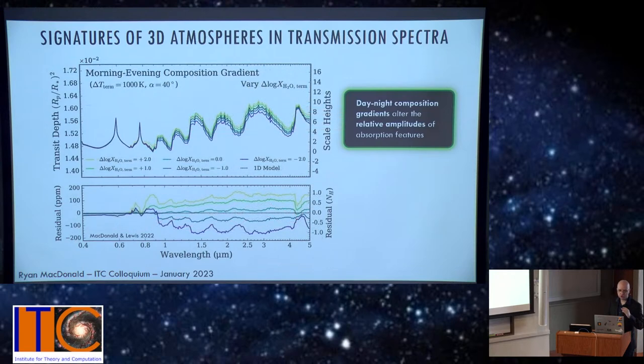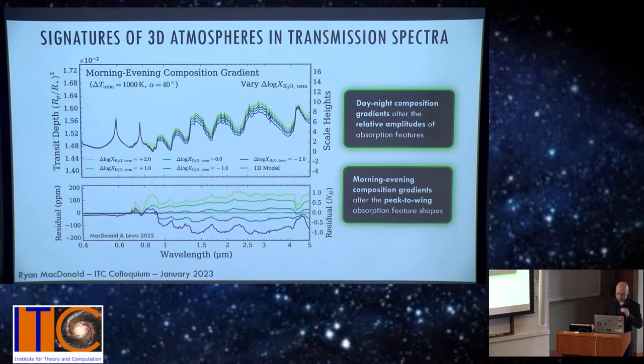While if you have variations between the morning and evening limbs, this instead alters essentially the peak to wing shape of these water bands. And so these two effects are, you can almost imagine them as being like orthogonal in a decomposition. So not only can we distinguish between 1D models and 2D models, but if we have high enough quality observations, we can potentially distinguish between a 2D and 3D model.